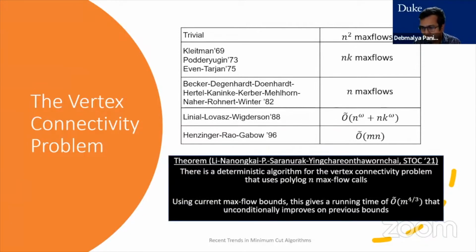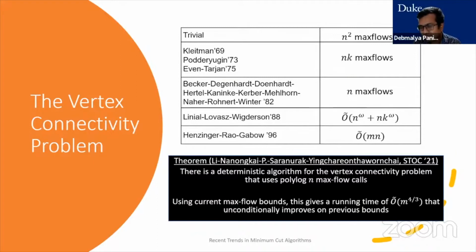We give this new theorem in a work with Jason Lee, Danupan Nanongkai, Thatchaphol Saranurak, and Sorachai. We show that there is a deterministic algorithm for the vertex connectivity problem that uses only polylog n max flow calls. If you use current max flow bounds, this gives a running time of about m to the 4/3, which unconditionally improves on the previous bound of m times n. Even if m is like n squared, this is still like m times n to the 2/3 versus m times n earlier.